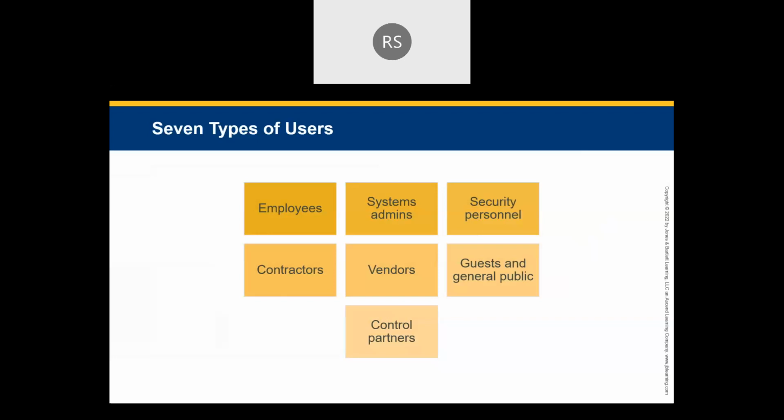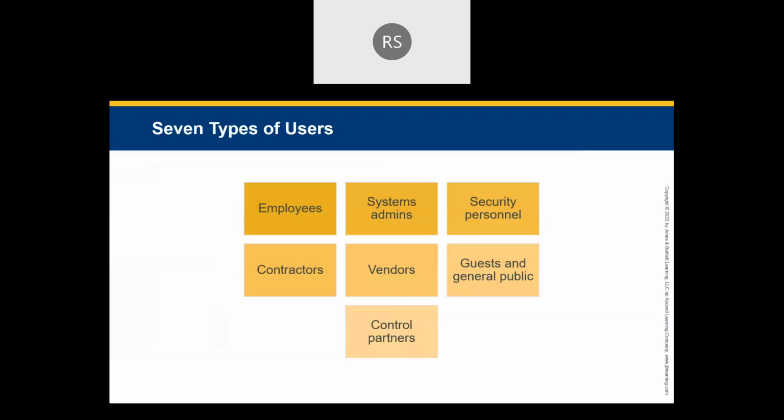Contractors are external individuals or teams that are hired by the organization to work on a specific project or provide a specialized service. They may require temporary access to the organization's systems and data. Vendors or third party individuals or companies that provide goods and services to the organization. They also may require access to certain systems or networks to fulfill their contractual obligations.